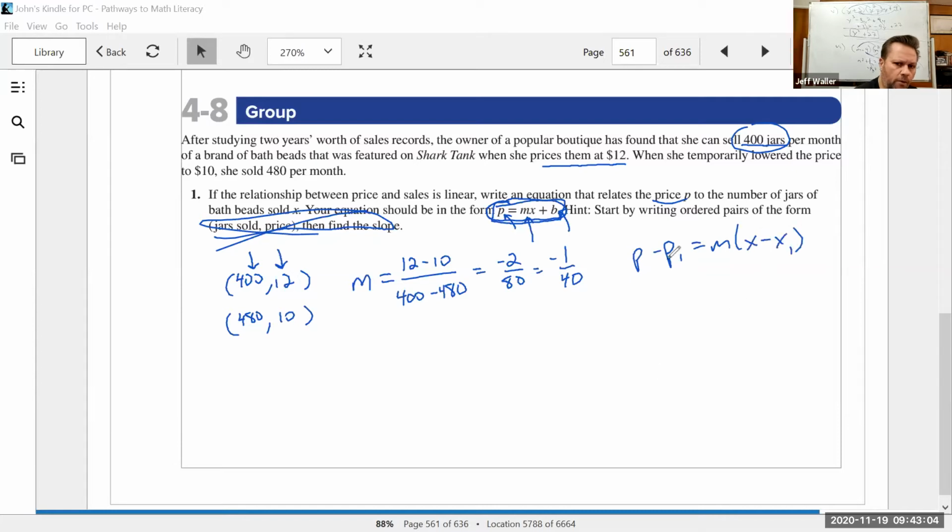You can do that, or you can do the other way that we did before where we figured out what b was more directly. It's up to you. Don't give up just because of the ugly fraction.